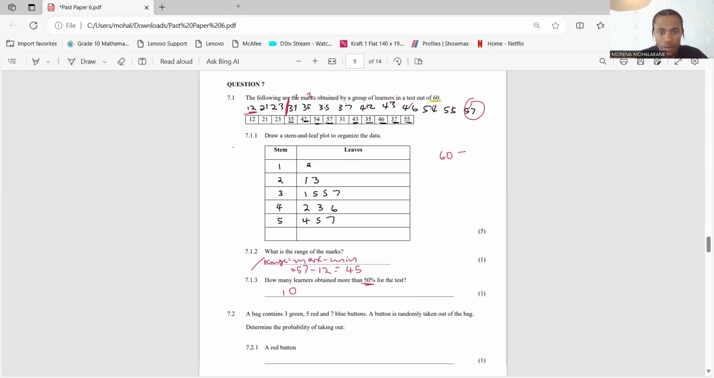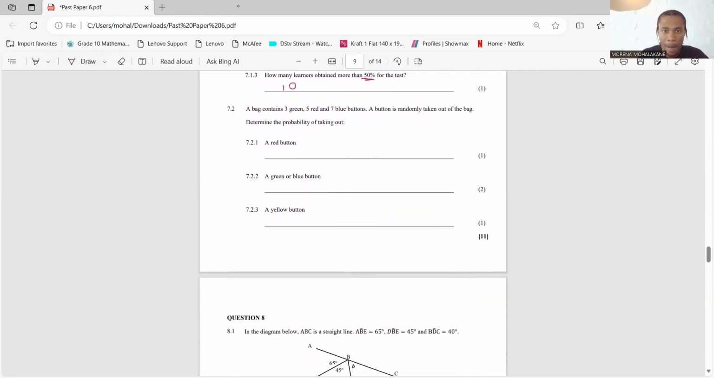And then now we move to a different sort of probability. You have a bag containing 3 green, 5 red, and 7 blue buttons. A button is randomly taken out of the bag. 3, 8, and then 15. So you have 15 buttons in total inside the bag. They each have different colors, right?